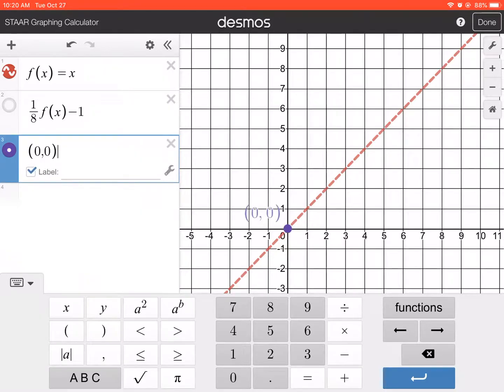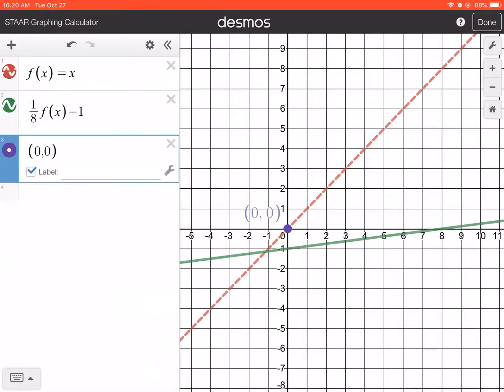Okay. Now from there, we need to say how we get to this lovely green line.